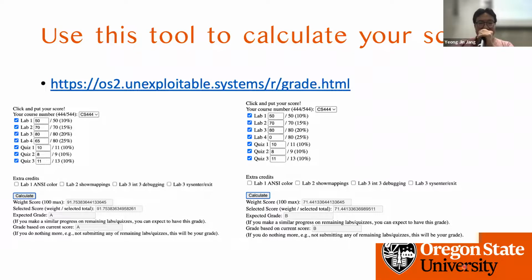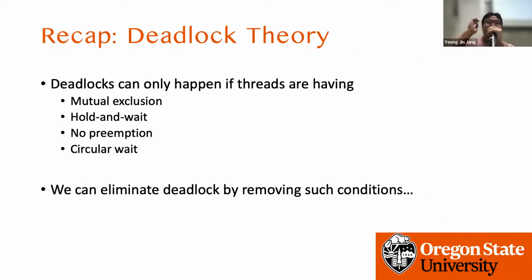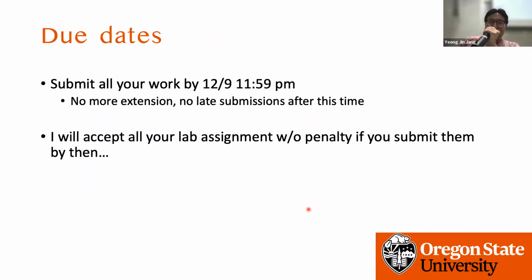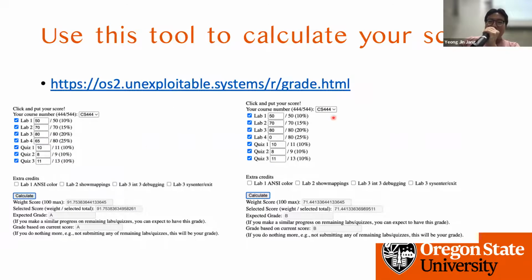Right, let's move to the next. Before starting, do you have a question? Yes. What about the 544 students? Does the grading work with 544 as well? For 544, you need to add 3 to each bracket. And for the calculator, you can choose CS544, and it will automatically calculate your letter grade based on the graduate student bracket.